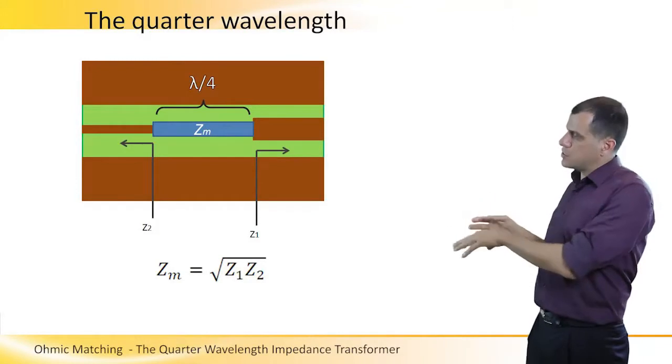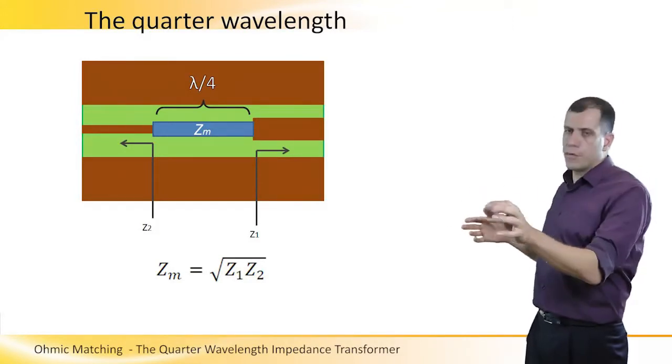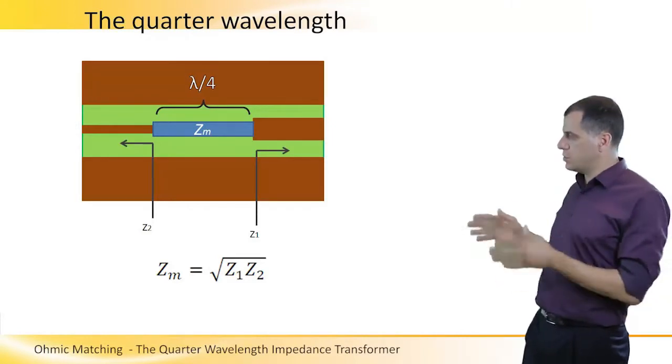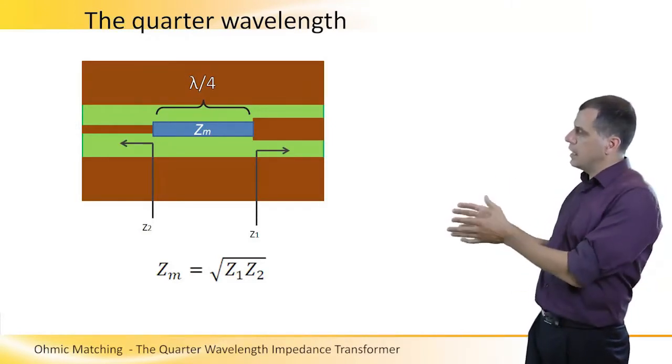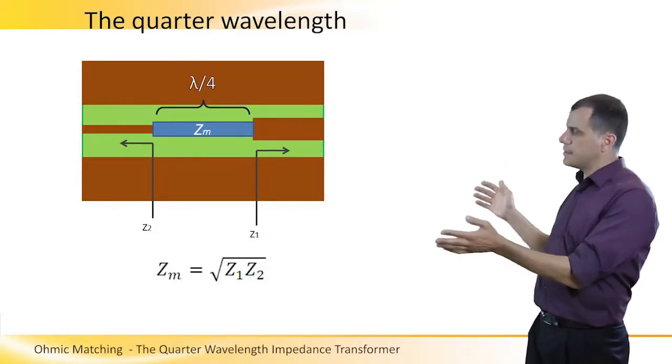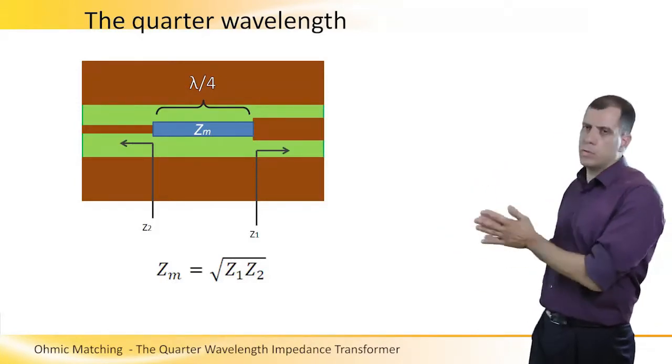Okay, and the transmission line that goes from this device to the matching area also has an impedance of Z2. So we can look at it as having Z2 on the left side and Z1 on the right side. And we want to match between them.